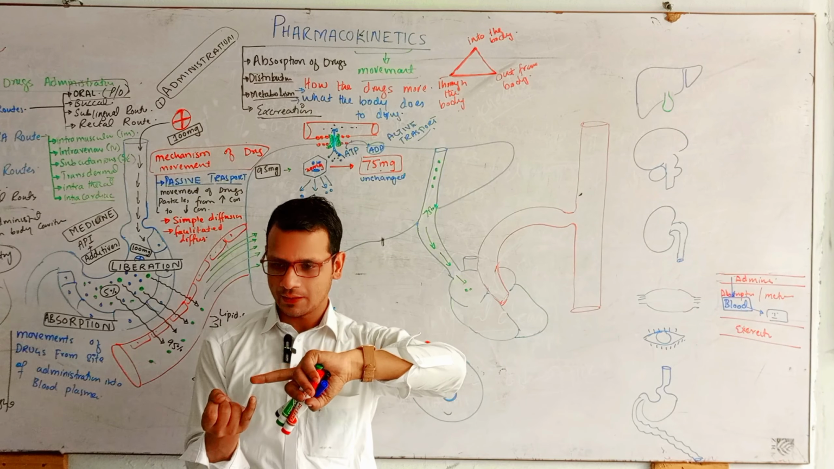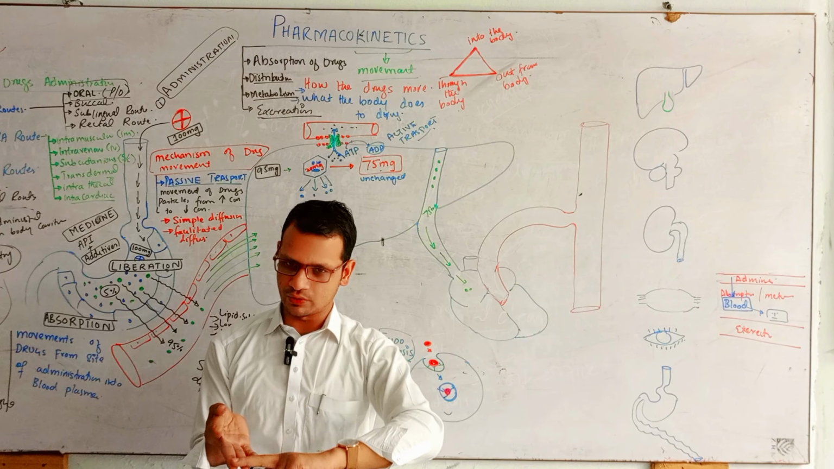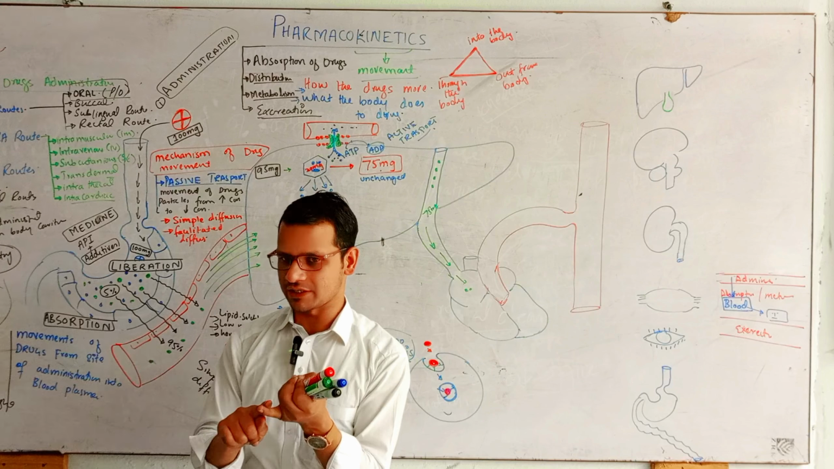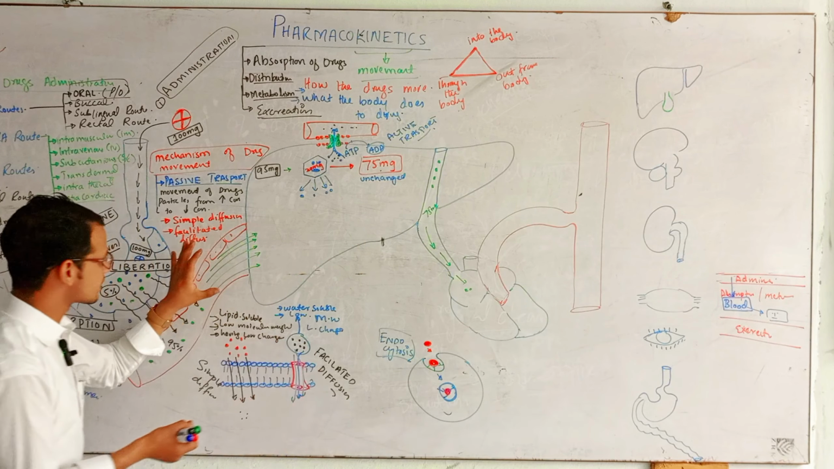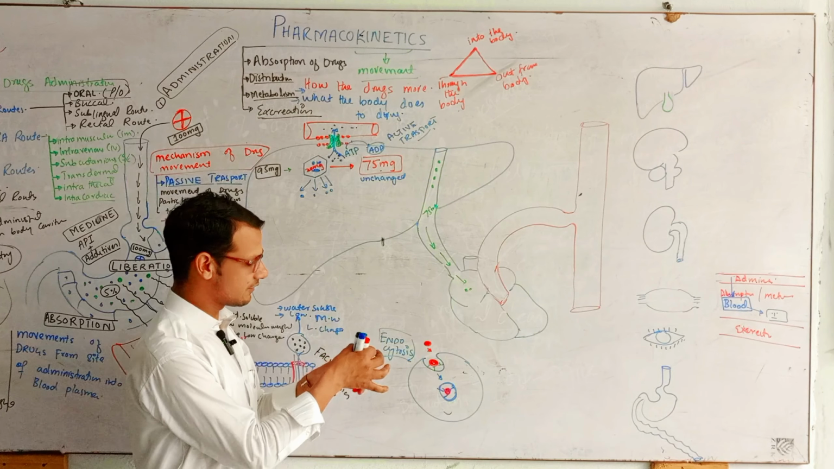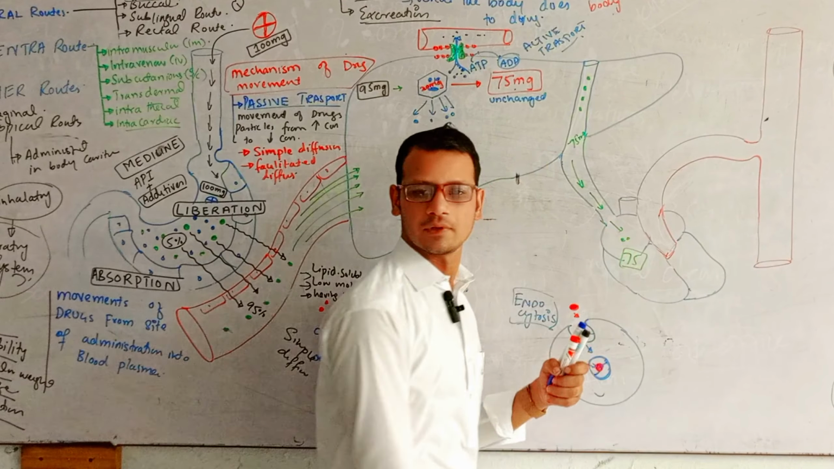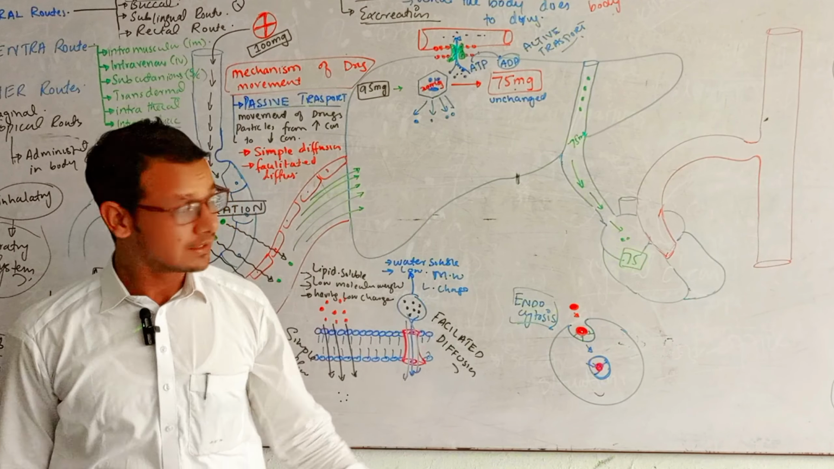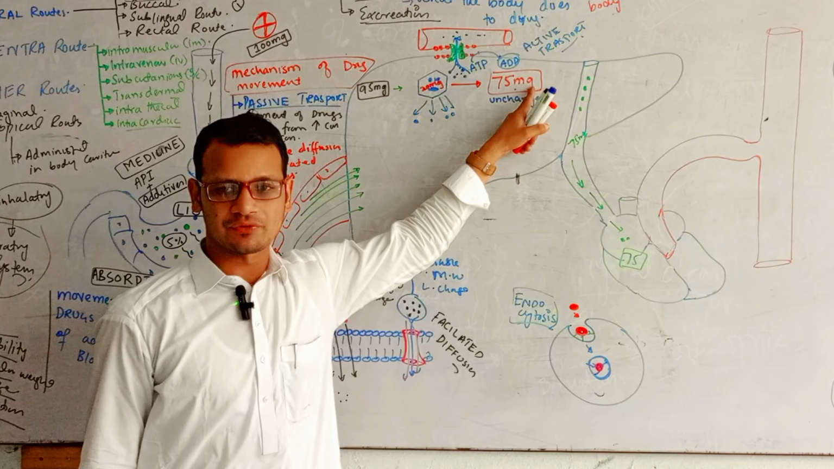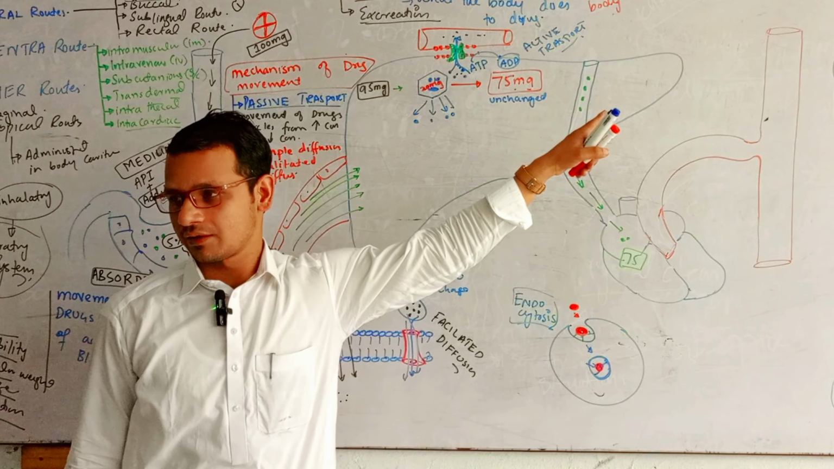This is systemic circulation. The types are pulmonary circulation, systemic circulation, coronary circulation, hepatic circulation, bronchial circulation, and portal circulation. This is portal circulation, this is systemic circulation. This 75 mg drug only reaches the heart or systemic circulation. So this drug, which is in unchanged form and available for systemic circulation, is called bioavailable drug.